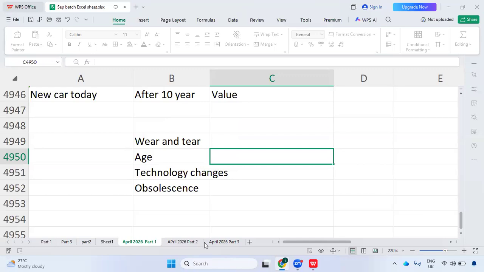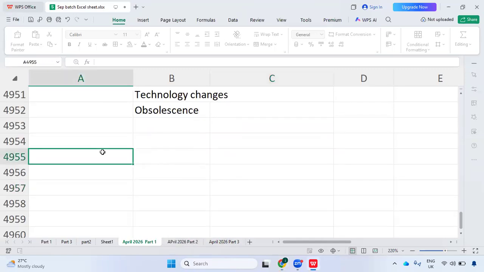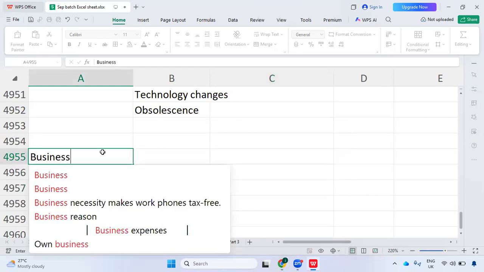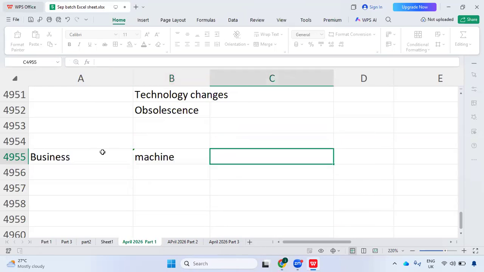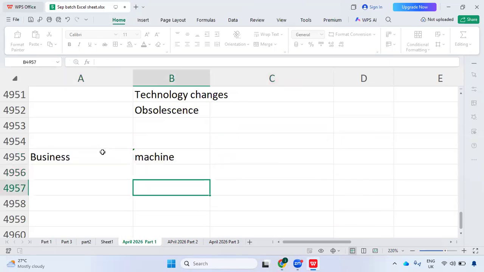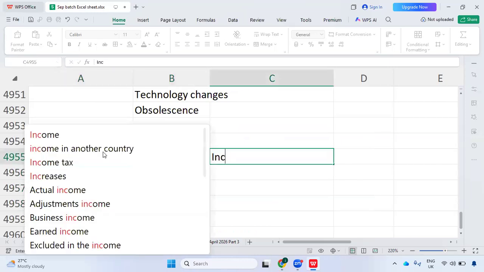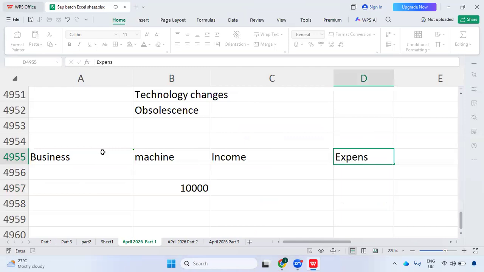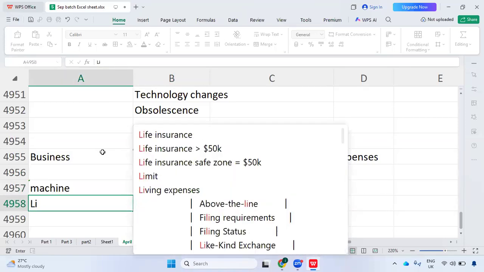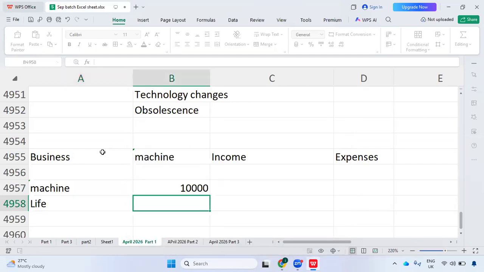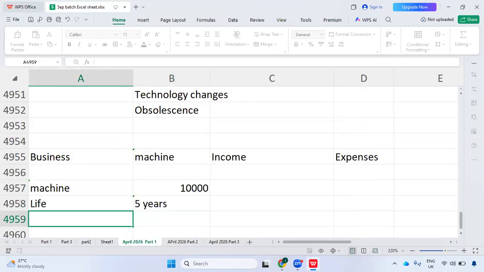Let's say the taxpayer purchased machinery. The taxpayer has a business and is using one machine in the business, and he paid around 10,000 for the machine. In the business he may have incomes and some expenses. Now the taxpayer purchased machinery valued at 10,000, and every asset has some lifetime, right? The life of the asset is around 5 years.